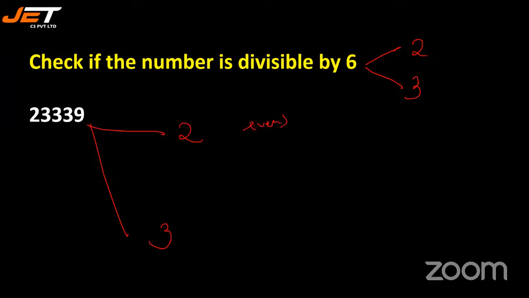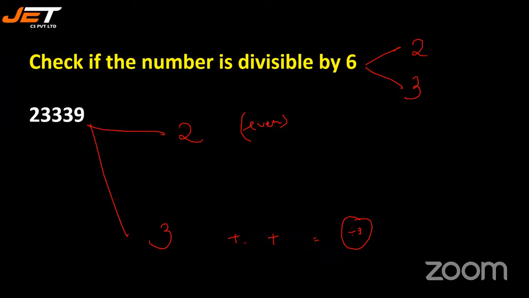Now this, you have to check whether it is divisible by 6 or not. To check the divisibility of 6, you need to check for both 2 and 3. So let's check for both 2 and 3. For 2, it should be an even number. And for 3, the sum of the digits should be divisible by 3.